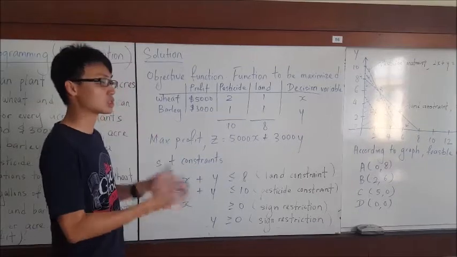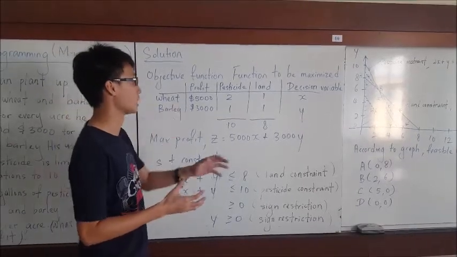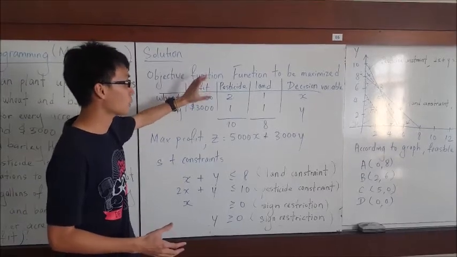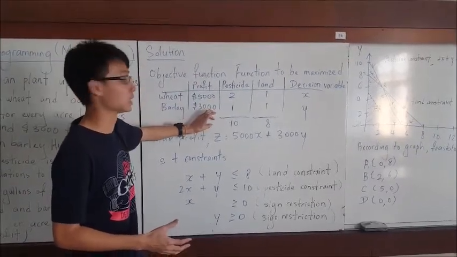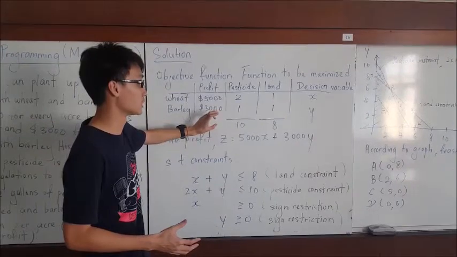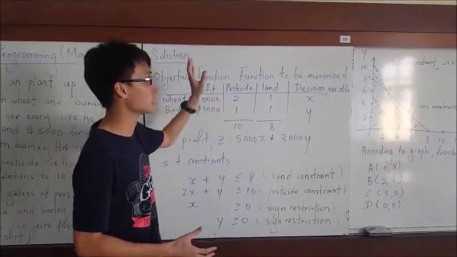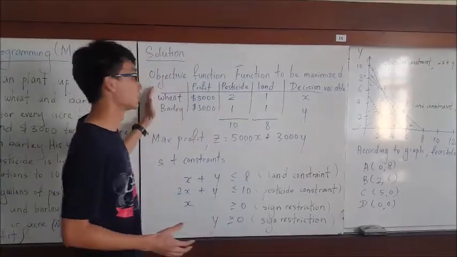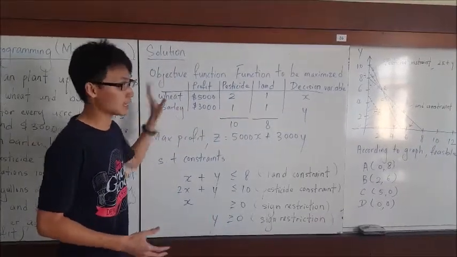The third thing is the constraints on pesticide and land. Based on the question we have read, a total of only 10 gallons of pesticide is permitted by the government. That's the first constraint. The second constraint is that the farmer only has 8 acres of land to plant wheat or barley. So this is a summary.